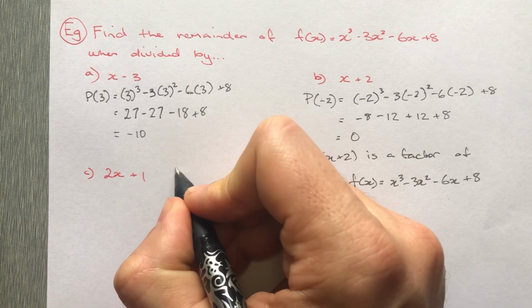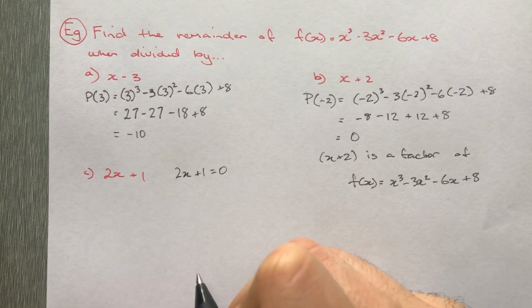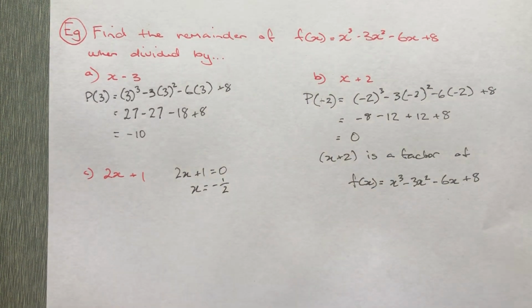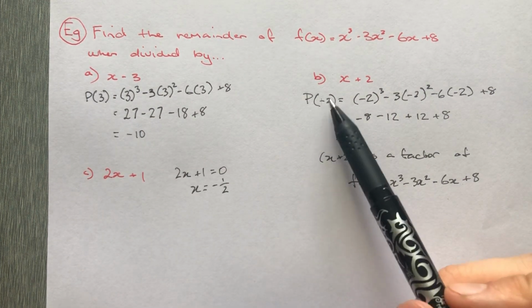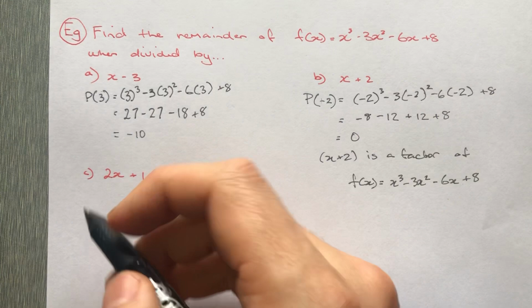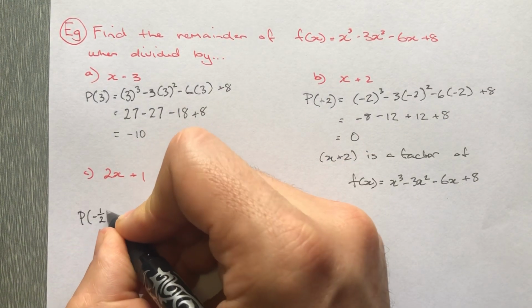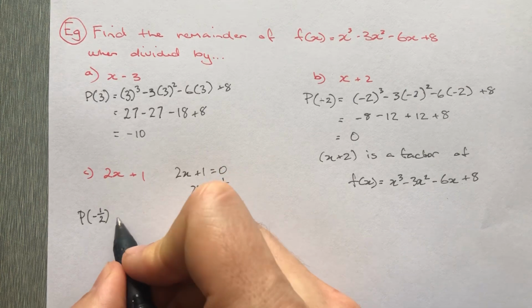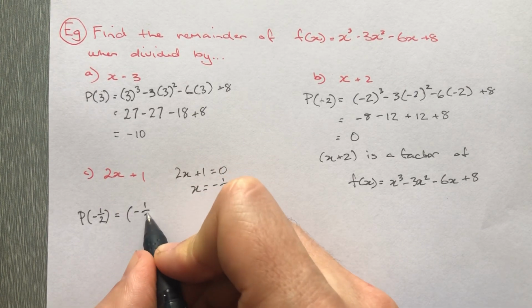So 2x plus 1 equals 0. We want to solve for x here. So x is going to be minus 1/2. That's what we're going to be putting in to this spot here, or this spot here. So we want p of minus 1/2. I'm only using p because polynomial starts with p. Exact same steps as before.